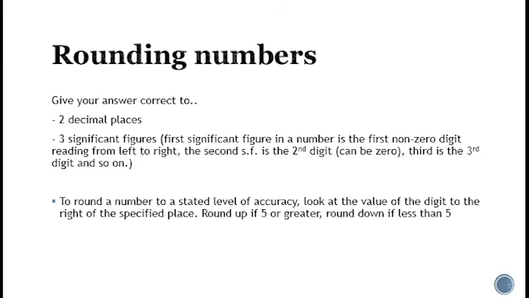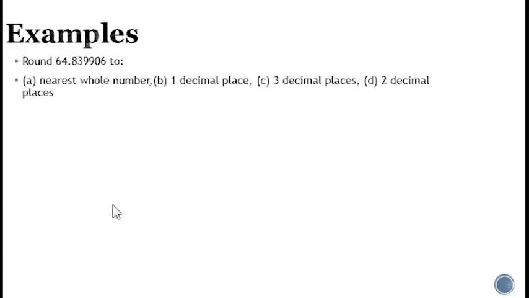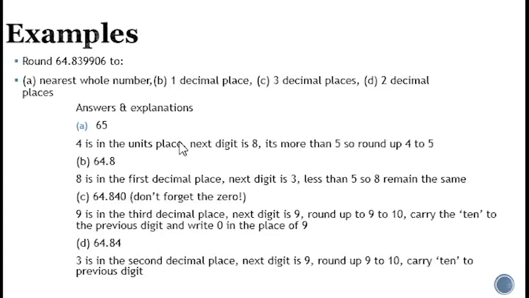In many questions, particularly when involving decimals, you might be asked to give an answer to a stated level of accuracy. So usually it depends on questions or on the front cover of your exam paper. Example, round 64.839906 to nearest whole number, 1 decimal place, 3 decimal places, 2 decimal places. Some answers and explanations. Please pause the video.